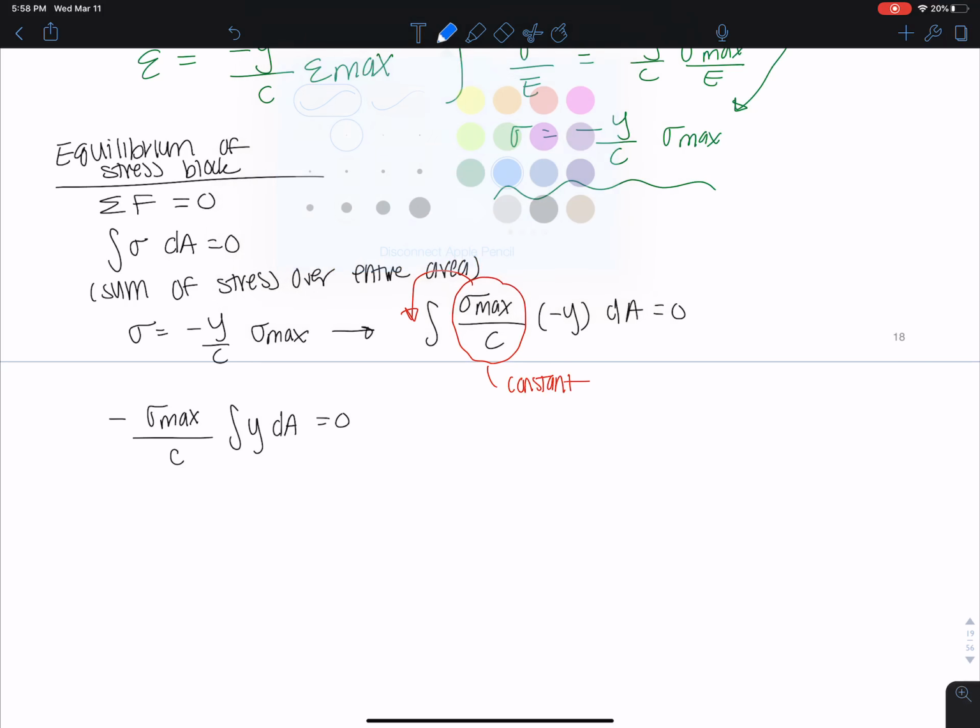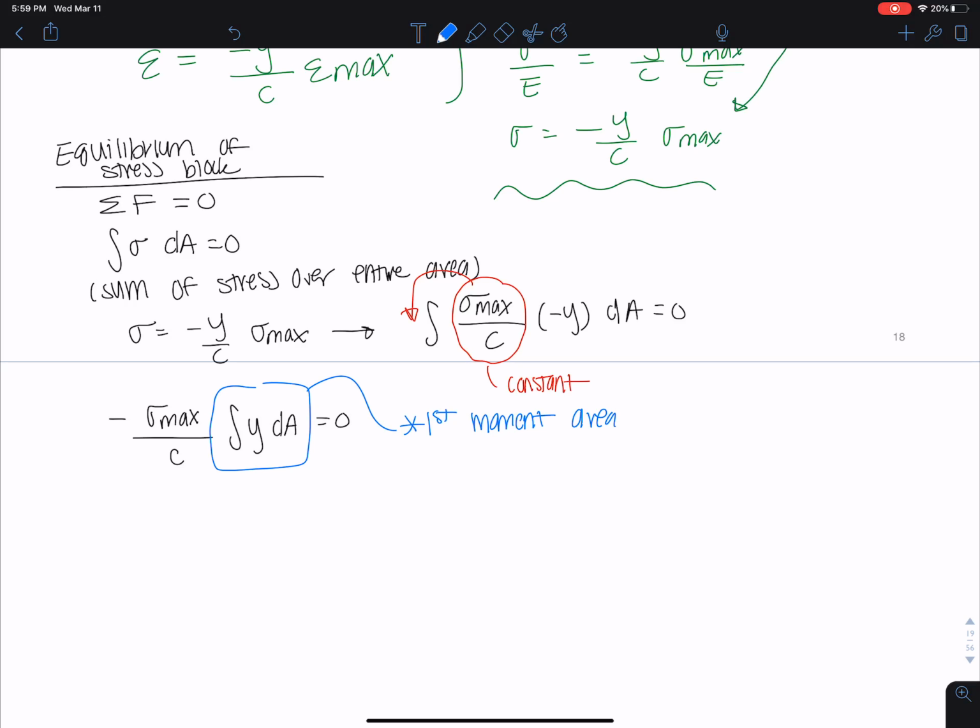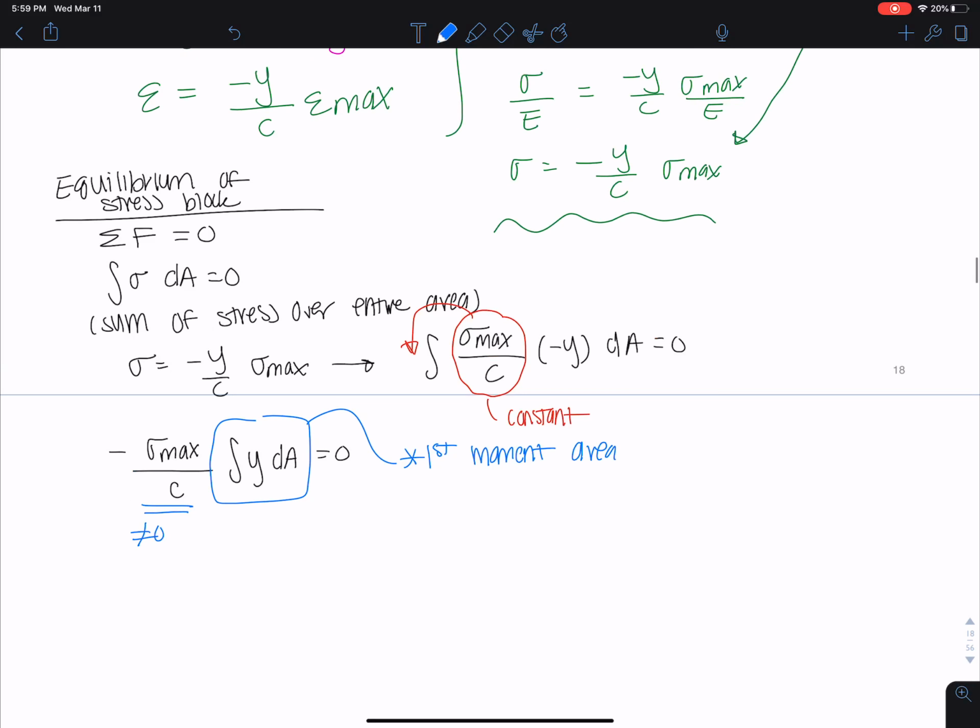And this is a special integral right here. We call this our first moment of area. And what we're seeing is, when is this 0? This value has to be 0 if we're saying that there's equilibrium, and it's only 0 when the geometric centroid goes through the neutral axis.